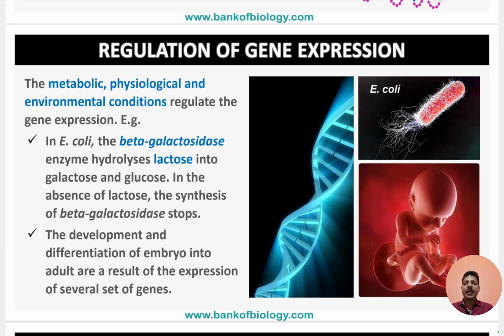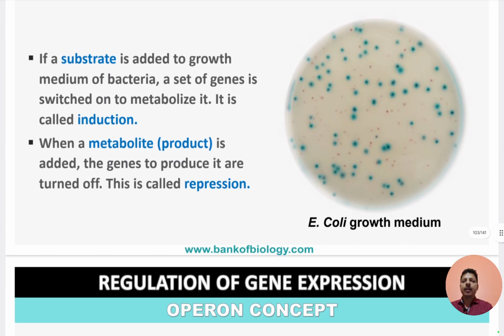The development and differentiation of embryo into an adult are a result of the expression of several sets of genes. If a substrate is added to the growth medium of a bacteria, a set of genes is switched on to metabolize it. It is called induction. When a metabolite or product is added, the genes to produce it are turned off. This is called repression.